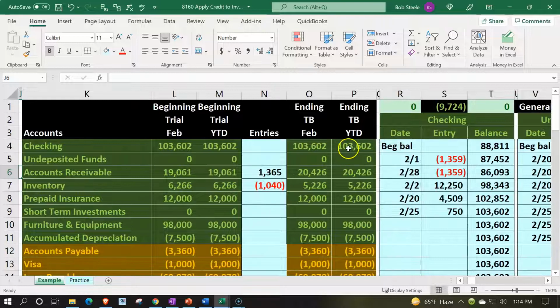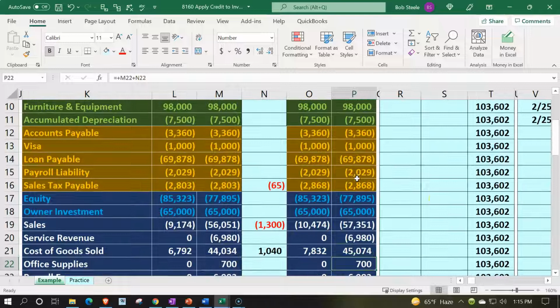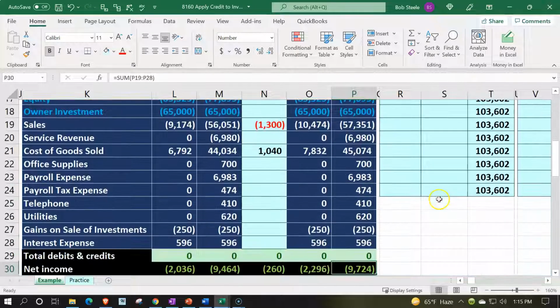Okay, so this is what we have thus far. This is where we stand at this point in time. These are our ending numbers. You could take a look at those.